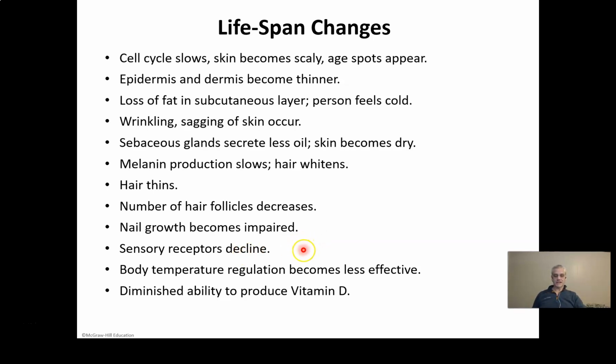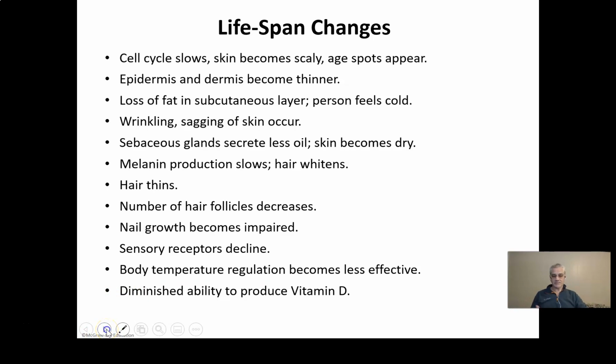Sensory receptors decline. You become less sensitive to changes in temperature, less sensitive to objects that you step on that could be dangerous, and you pierce that thin skin and you have problems. Body temperature regulation is harder, and you have a diminished ability to produce vitamin D. All of these things are lifespan changes, to different extents in different people, of course, obviously.